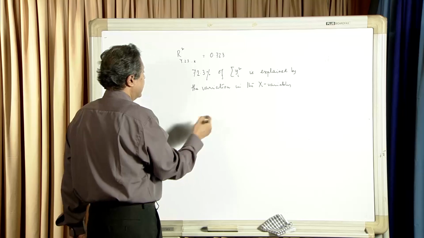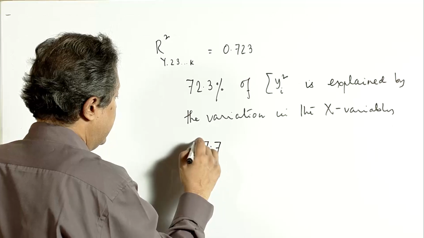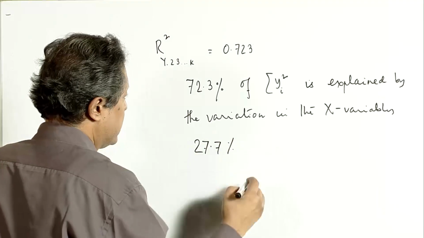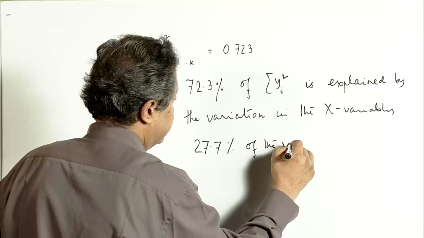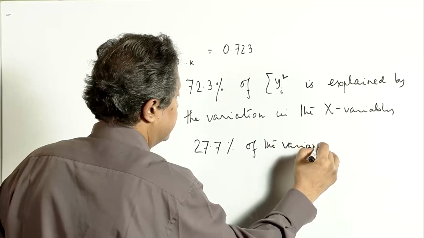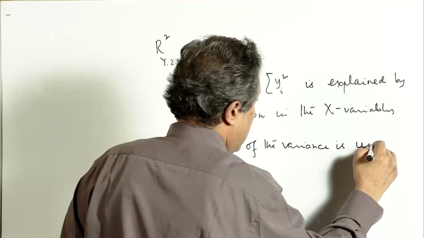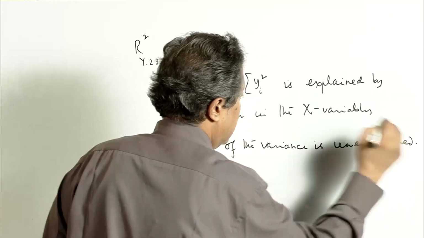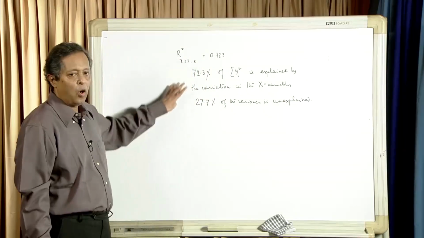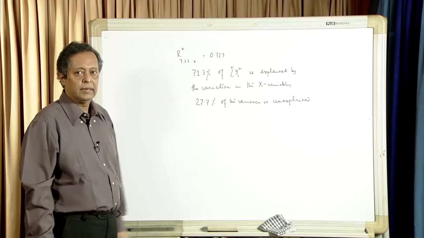which also means that the residue, that is 27.7% of the variation or variance, is unexplained. So, that in a very concrete sense is what we mean by goodness of fit.